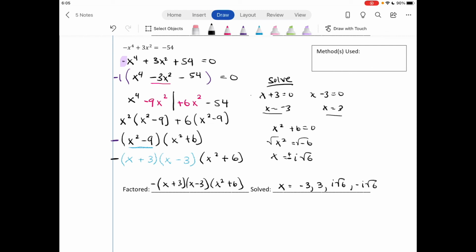So the methods that we used here was first, we had a greatest common factor. Then we used that AC method, and we ended off by using the difference of squares, but only one time in this case. So we can see factoring has lots of different avenues, and it's our job to explore each avenue every time to make sure we are getting in completely factored form.